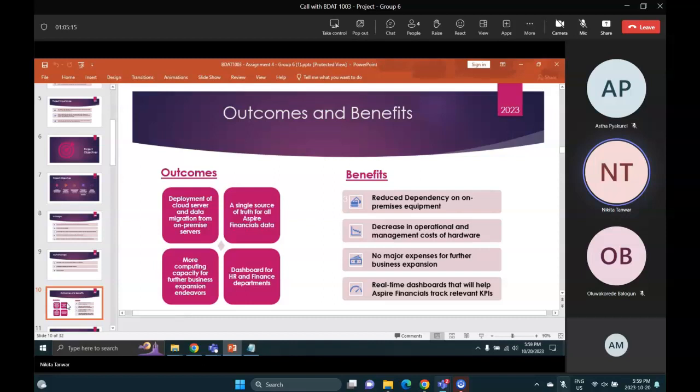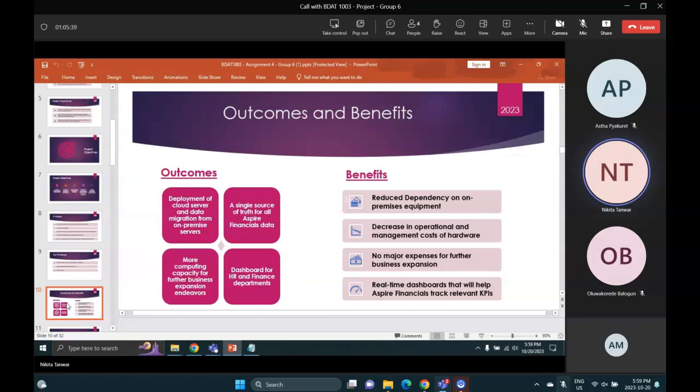Now coming to the outcomes and benefits. So outcomes are the development of cloud server and data migration from on-premise servers, a single source of truth for all Aspire Financials data, more computing capacity for further business expansion endeavors, and dashboards for HR and finance departments.